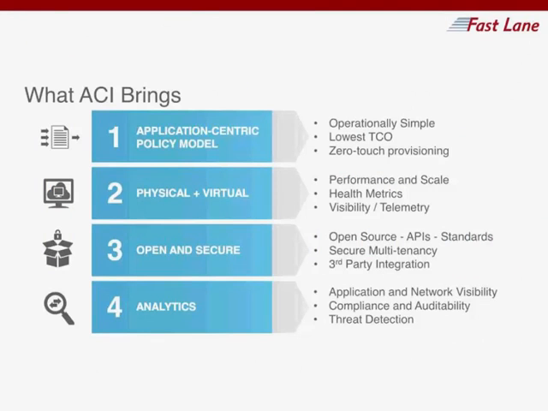And what ACI brings is an application-centric policy model. You go into your APICs, you go into your controllers, and you specify how you want applications to communicate. You specify which services are part of that application, how many tiers there are within that application service, and you define what those policy requirements are.